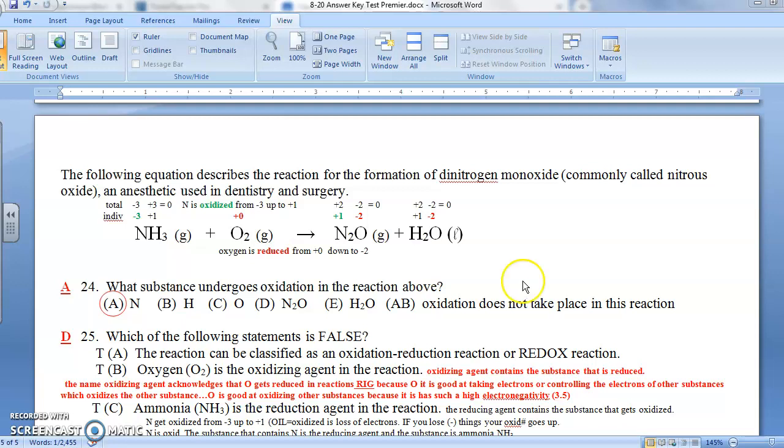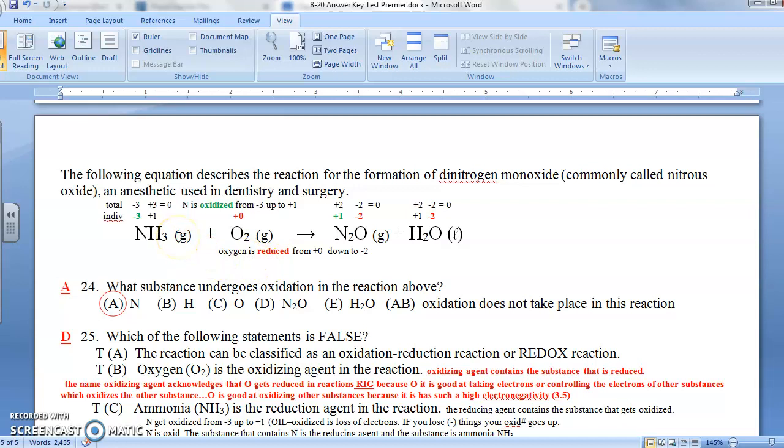Let's get after it. The following equation describes the reaction for the formation of dinitrogen monoxide, commonly called nitrous oxide, an anesthetic used in dentistry and surgery. So we're looking at the reaction right here. Ammonia, NH3, reacting with oxygen to form N2O, dinitrogen monoxide, called nitrous, and the other product is water. What kind of reaction is this? Which of our 7 types?